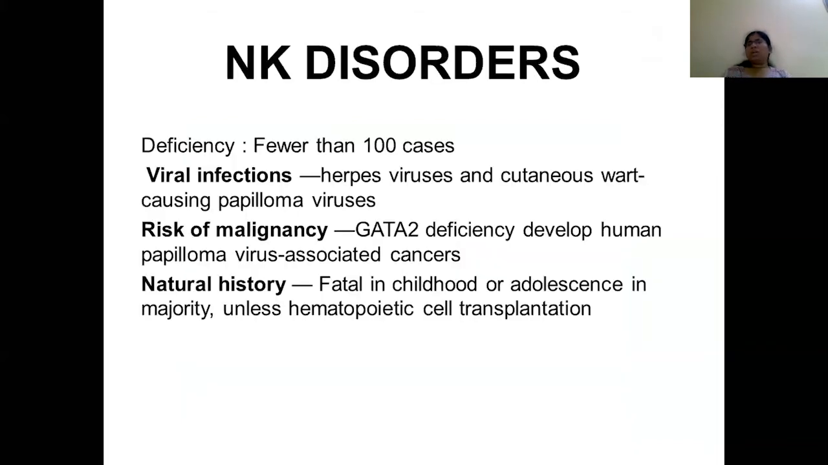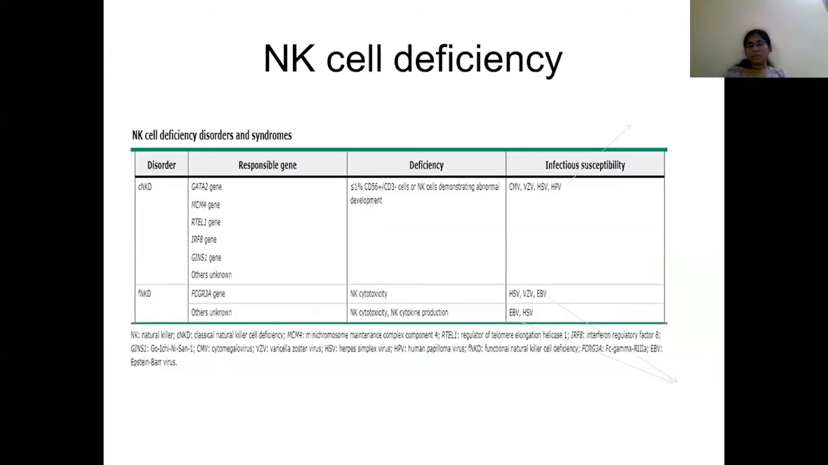Now, just a word about NK cell disorder. NK cell deficiency is generally not compatible with life. There are only 100 cases that have been described, and as is expected, if you have NK cell deficiency, there will be viral infections, the risk of malignancy will be there, and generally these children will not survive into childhood or adolescence, unless they are offered hematopoietic stem cell transplantation.